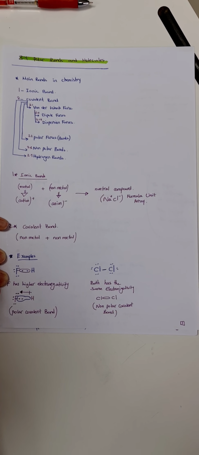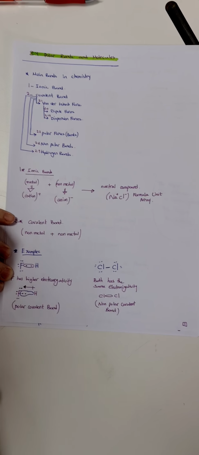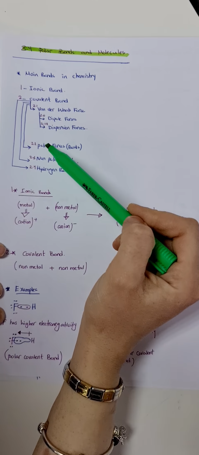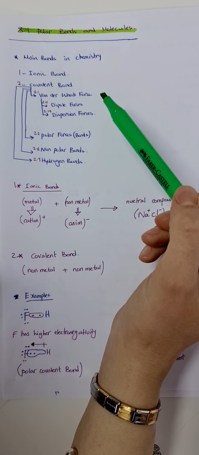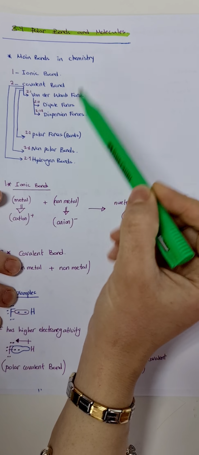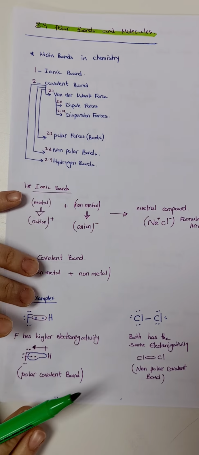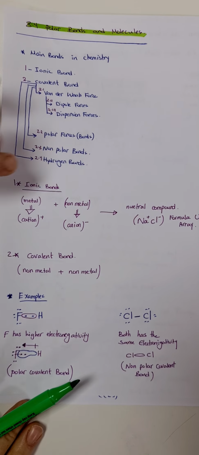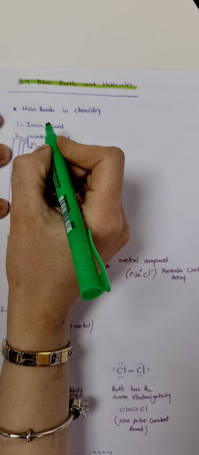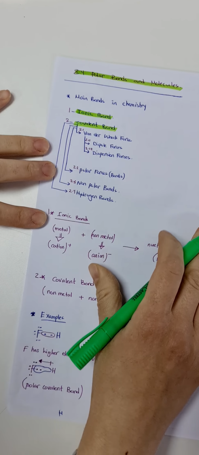Today we will take lesson 8.4 about polar bonds and molecules. Now miss, in chemistry actually we have four main types of bonds: ionic bond, covalent bond, hydrogen bond, and van der Waals bonds. But because the van der Waals and the hydrogen bonds are both types of covalent, we will say that the main types of bonds are ionic bonds and covalent bonds.